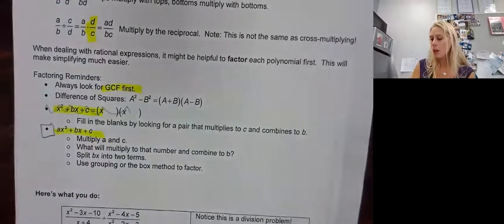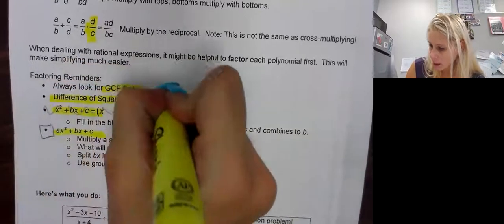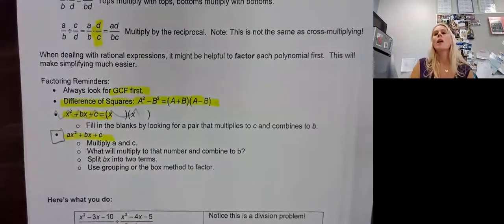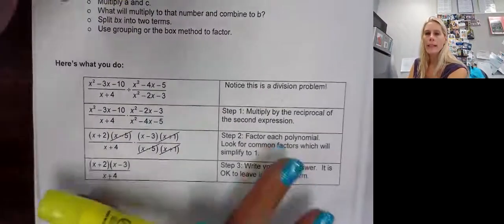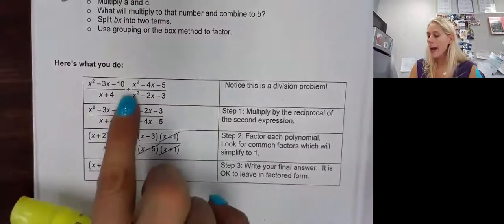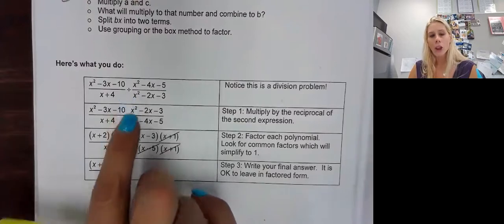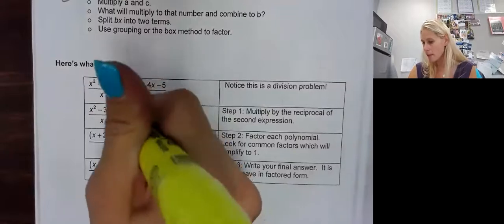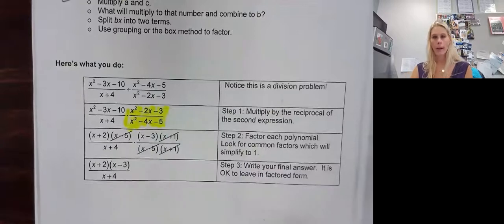And then we also need to remember that we have a special factoring, which is the difference of squares, a squared minus b squared, and that's just taking the square root of a and b, one's addition and one's subtraction. So here's an example for you, and then we're going to practice some together. As we can see, this is a division, so our first step is to change it to multiplication and then flip the second fraction. See how they're flipped?